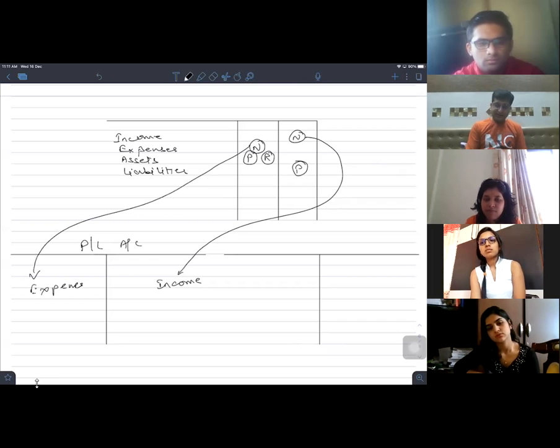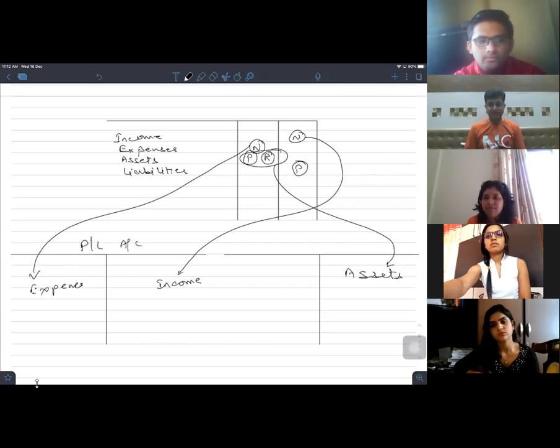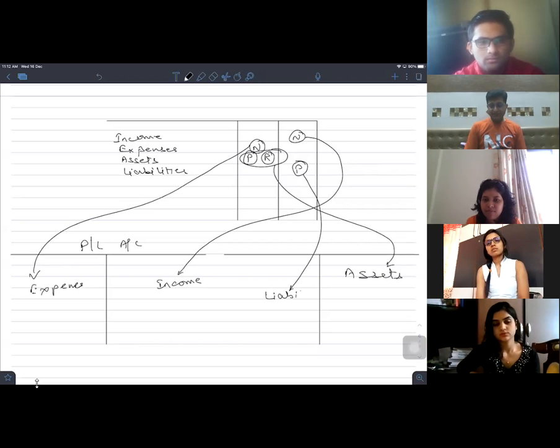All the assets from the trial balance will go into the balance sheet asset side. Of course, these assets will be divided into fixed assets and current assets. The presentation will be like that. And all the liabilities will come into the balance sheet liabilities side.